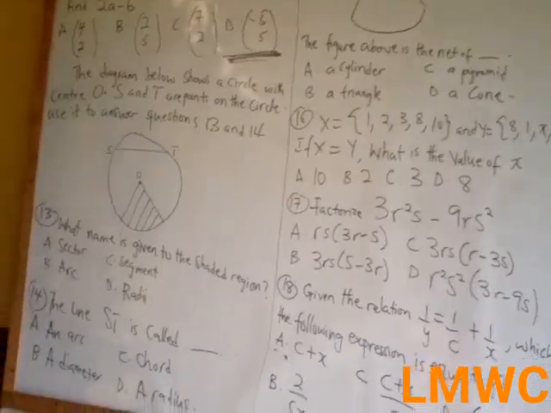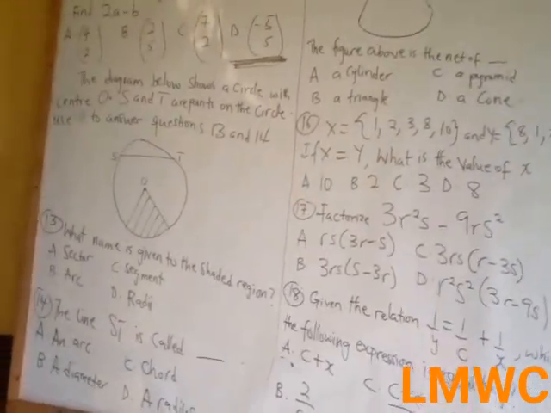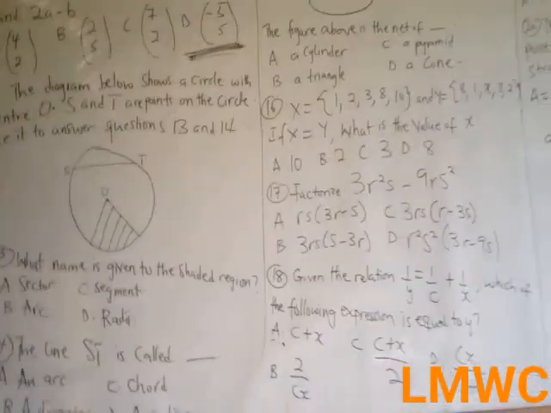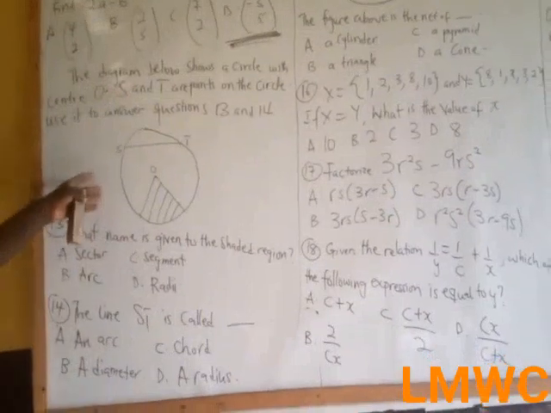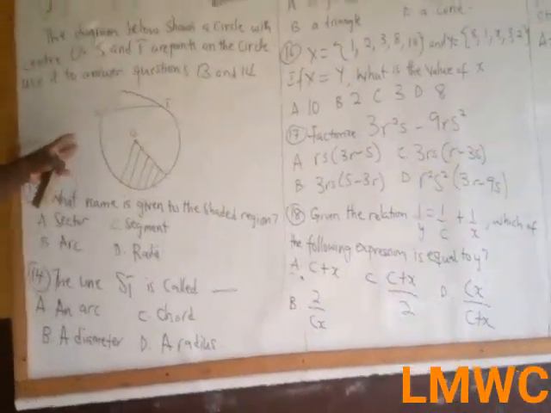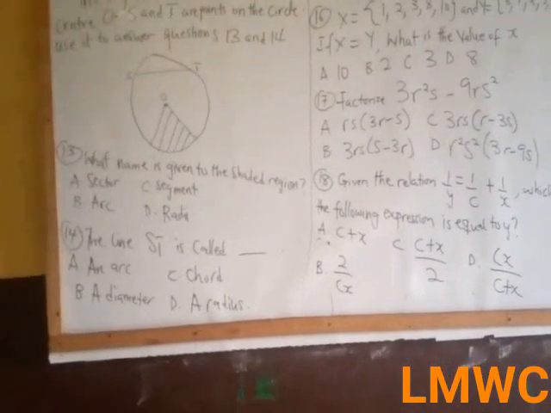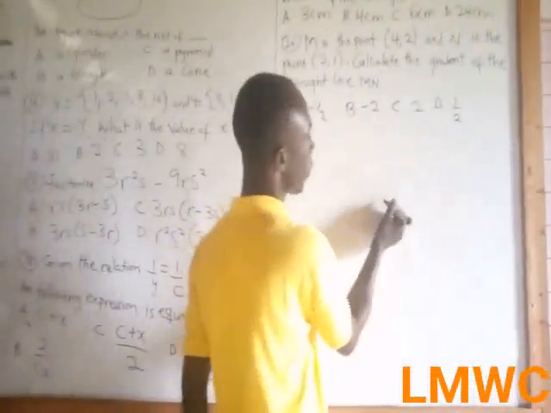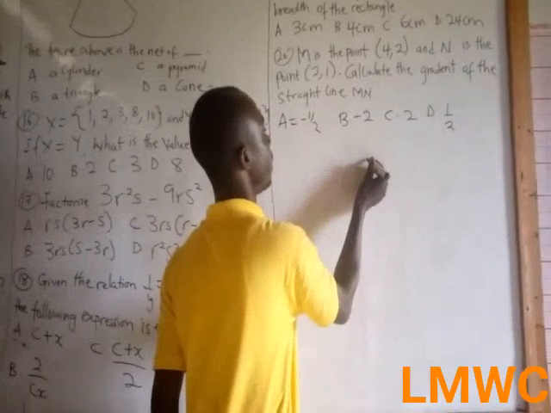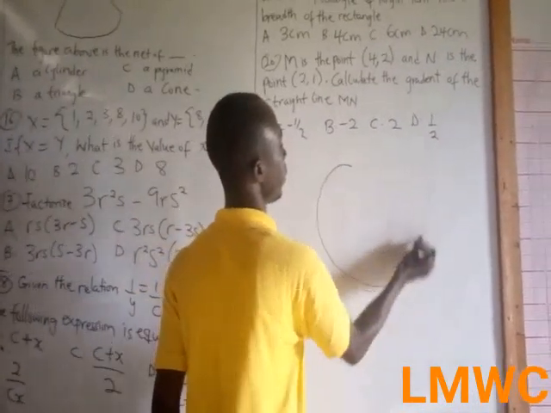Now the diagram below shows a circle with center O. S and T are points on the circle. Use it to answer questions 13 and 14. This is on mensuration, or for the junior high school it is on length and shape. Let me use this opportunity to explain the parts of a circle.